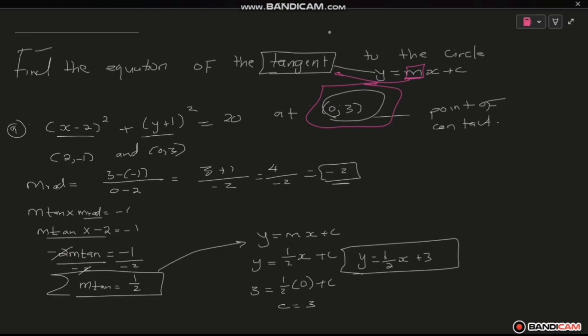Follow those 3 steps. They are very, very important, guys. I'm not sure if you understood this part, but it's very important for you to understand it. You must follow those 3 rules. You first find the m radius, then to find m tangent, use that property, then use the point of tangency to find the value of c.